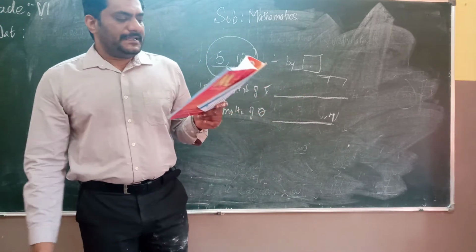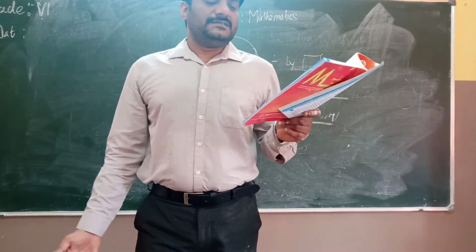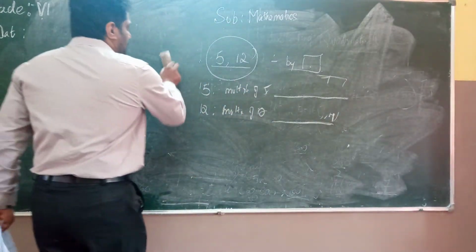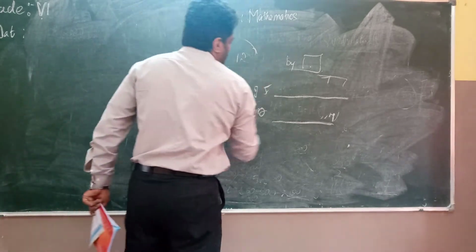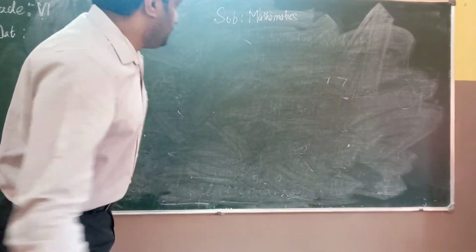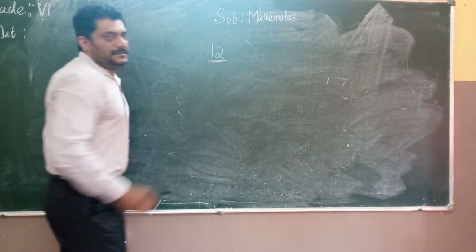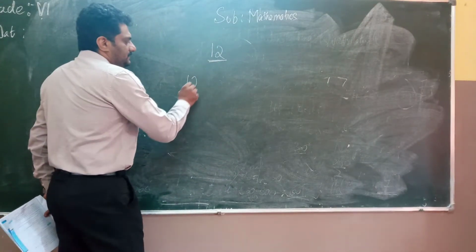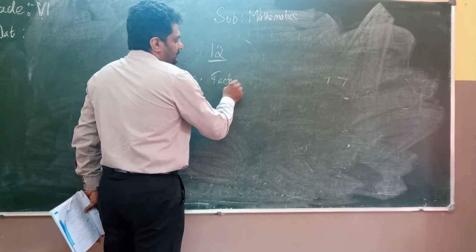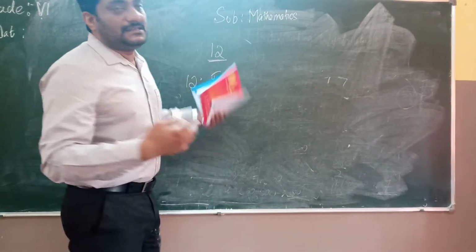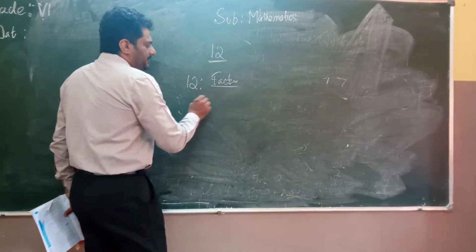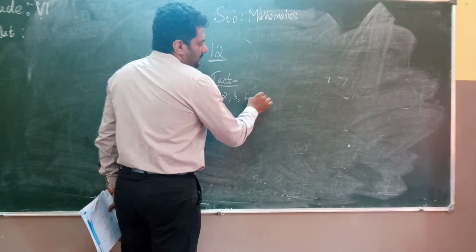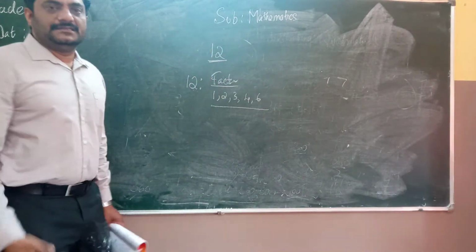A number is divisible by 12. By what other numbers will that be divisible? Again the same thing. Now 12 you have. They are asking this number is divisible by which all numbers? That means write the factors. When they are asking which other numbers it is divisible by, you have to write the factors of 12, which is nothing but 1, 2, 3, 4, 6. Now all these numbers divide 12.